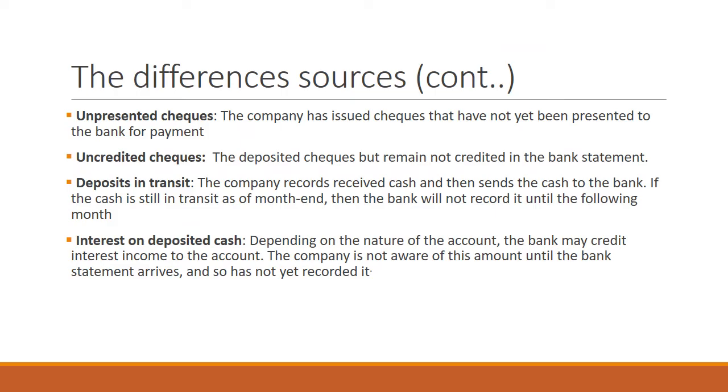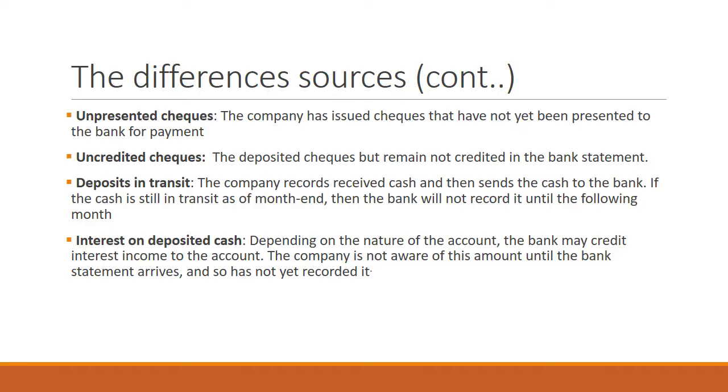So we call them unpresented checks. These are checks the company has issued that have not yet been presented to the bank for payment. You find that these checks have been deducted from the cash book, so they are credited in the cash book, but they do not appear on the bank statement, as they have not been debited there. So the balance at the bank will be higher as compared to the cash book.